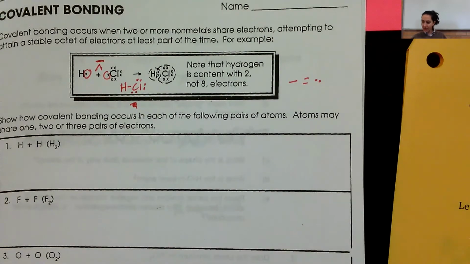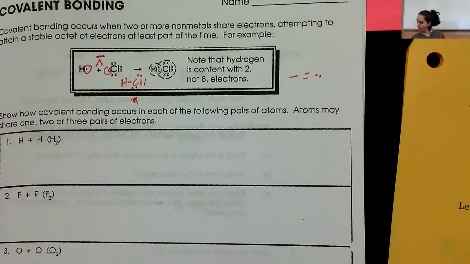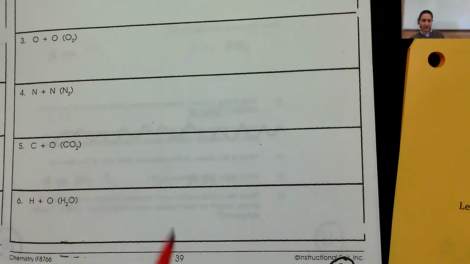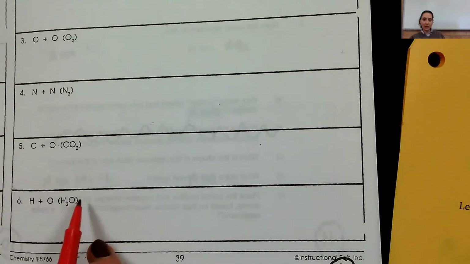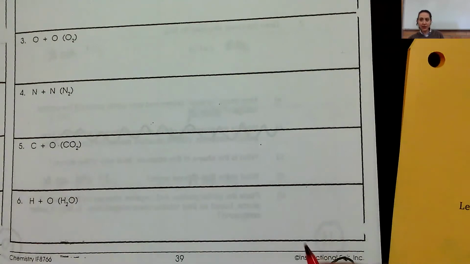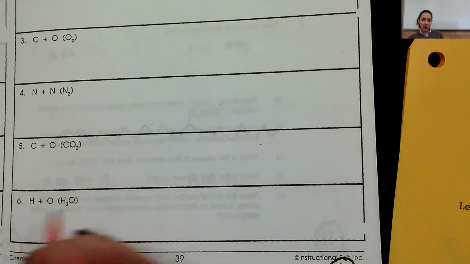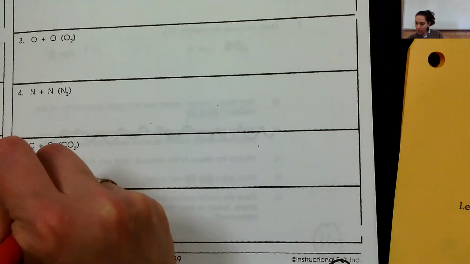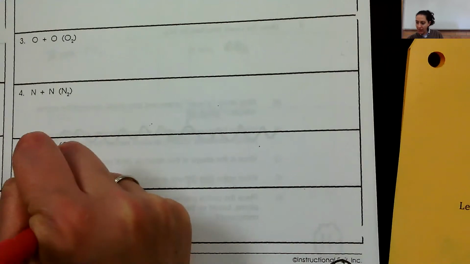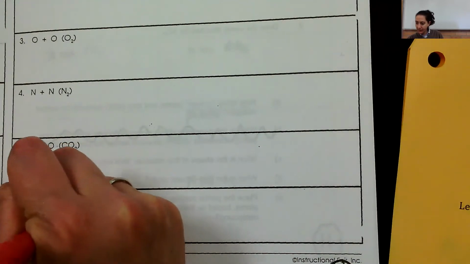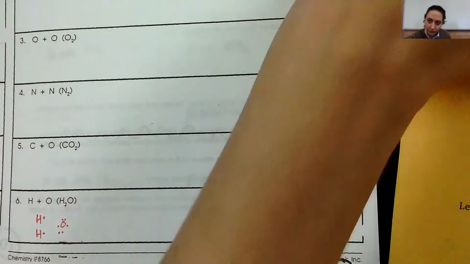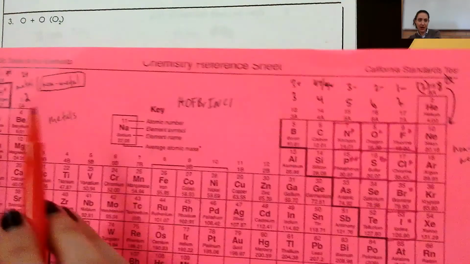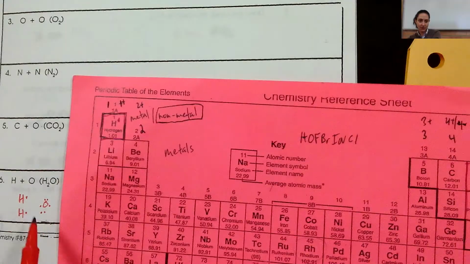Let's try an example of this. Let's do, what would be a good one off this list? You know, we were just talking about water, so let's do water. So here's the formula for water. It's H2O. So the way that I like to draw this is I start by writing out all of my Lewis dot diagrams.